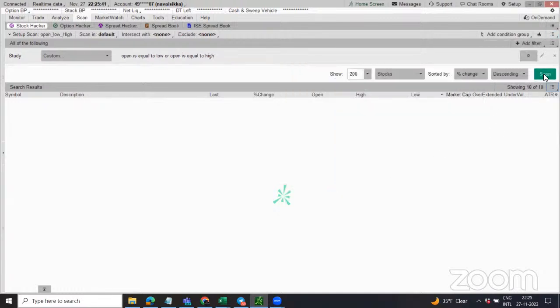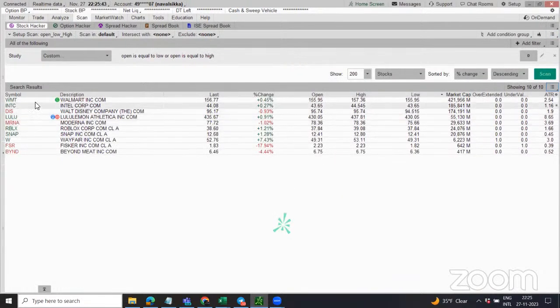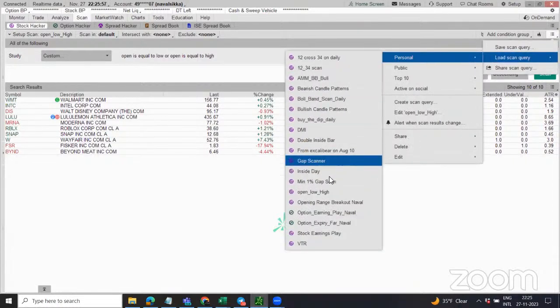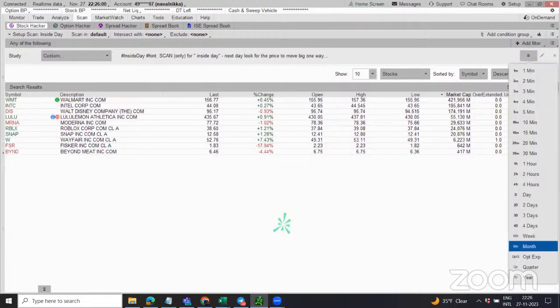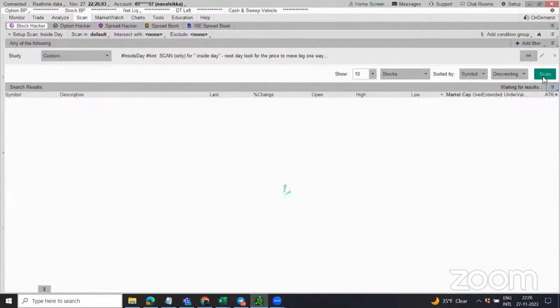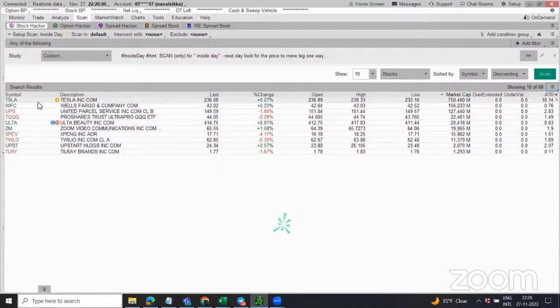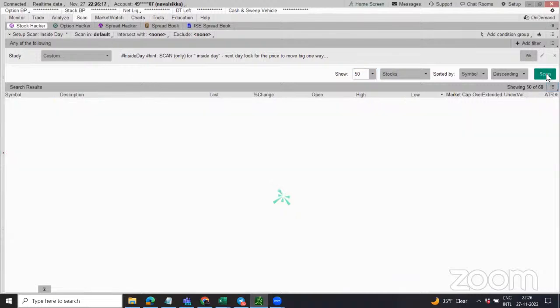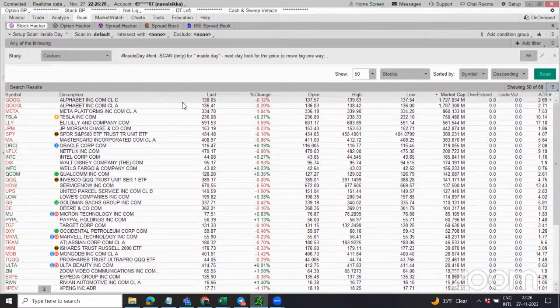Let's look at open, high, and low. Open, high, and low was Walmart, Intel, Lulu. So this is working. Let me just try inside week. Gonna change the time frame to inside week. So Tesla is inside week. Right, so I'll give it 50. So I'm now looking into like 500. So this is default into the inside week.